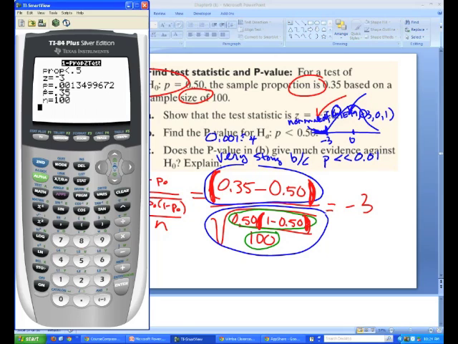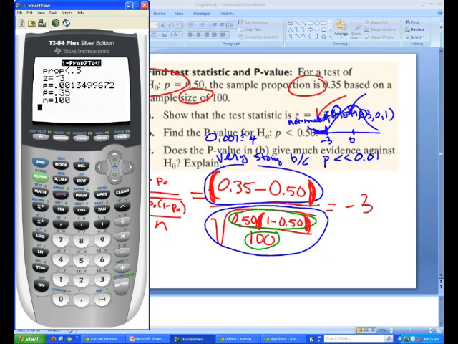Z equals -3, so it tells us our answer to A, Z equals -3. It tells us our answer to B, our p-value is 0.0013499672. And then it tells us p hat and n, so we confirm that, yeah, we did it right, we got the p hat of 0.35. It tells us our alternative hypothesis right up here. It doesn't give us our null, but it does give us our alternative.